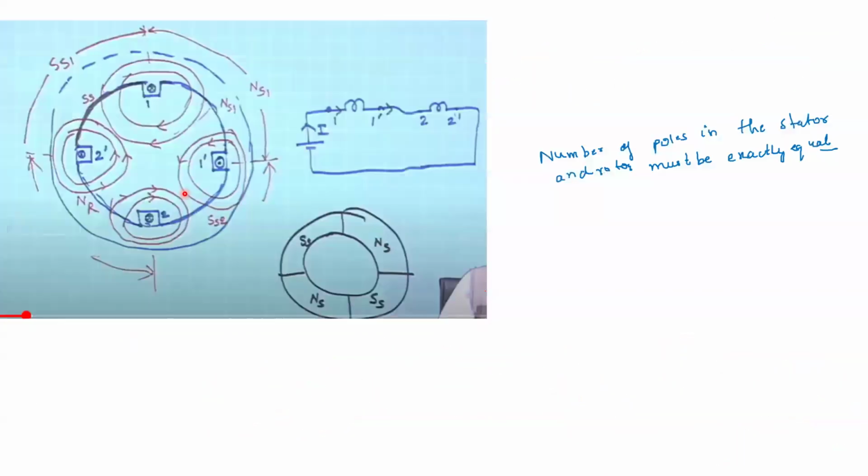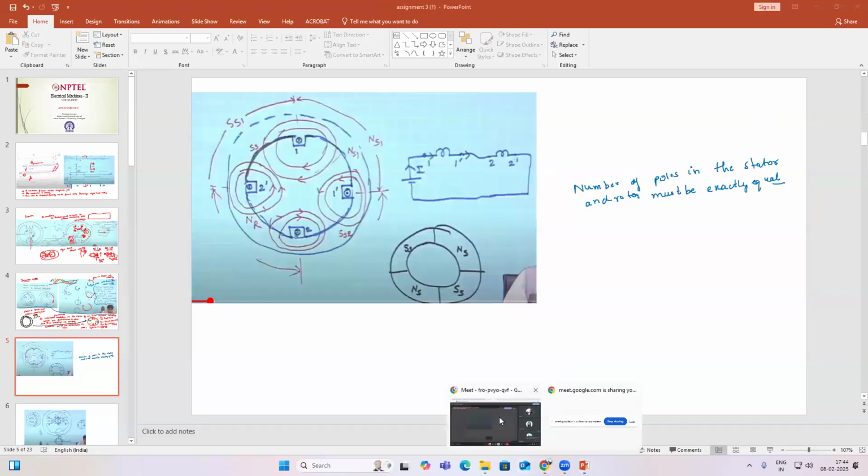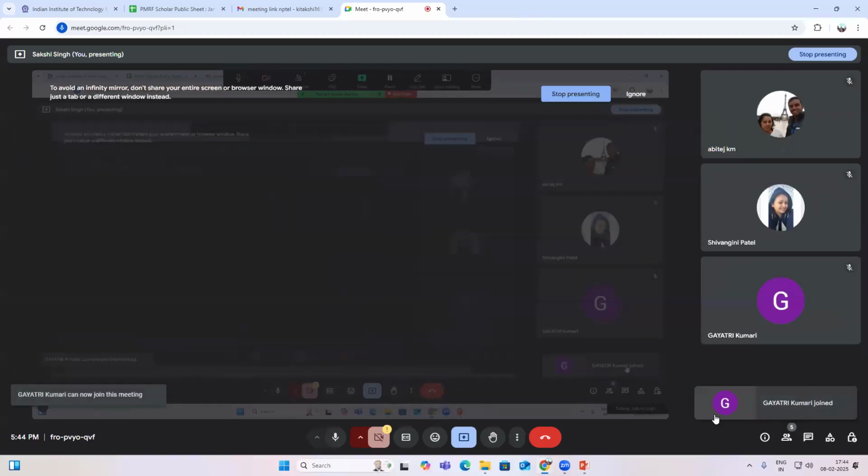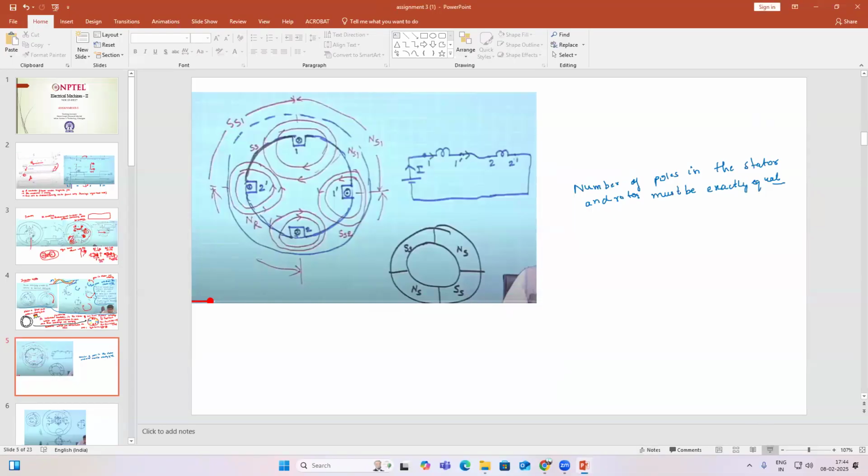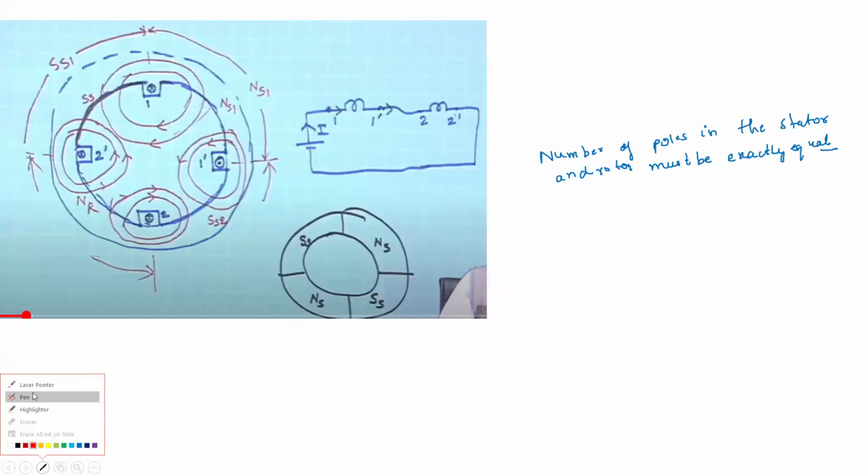Okay, so this is some slide which sir was discussing, how by connecting these coils in series you can get the EMF. If you have two turns, then in the two turns... This is one slide which is not that relevant. He was discussing this, not for solving the assignment. This is not a very relevant slide.